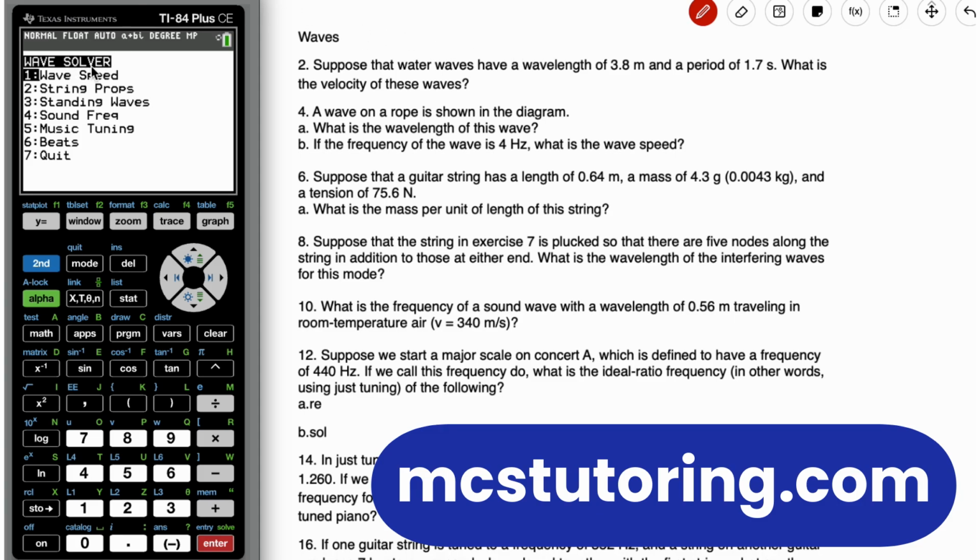Hello and welcome to the Wave Solver program for your TI-84 Plus CE or TI-84 Plus CE Python calculator. It's a boutique program from MCS Tutoring designed to solve the problems on this Waves PDF worksheet.